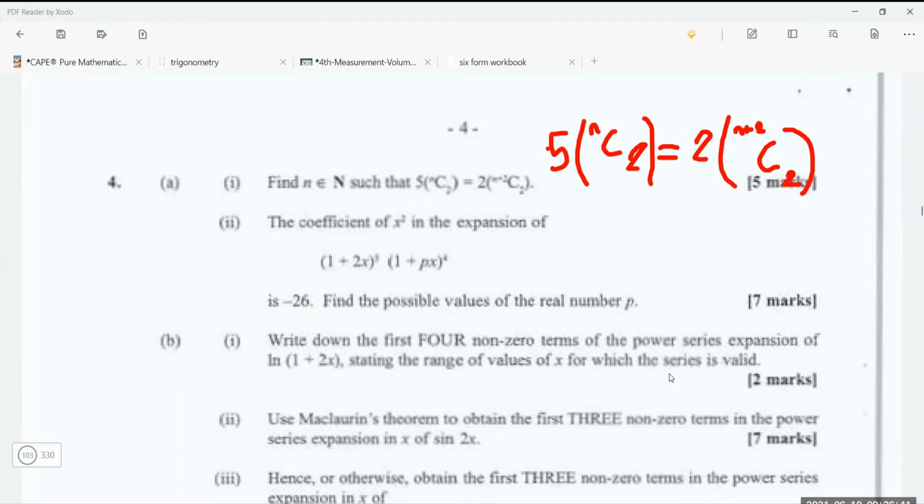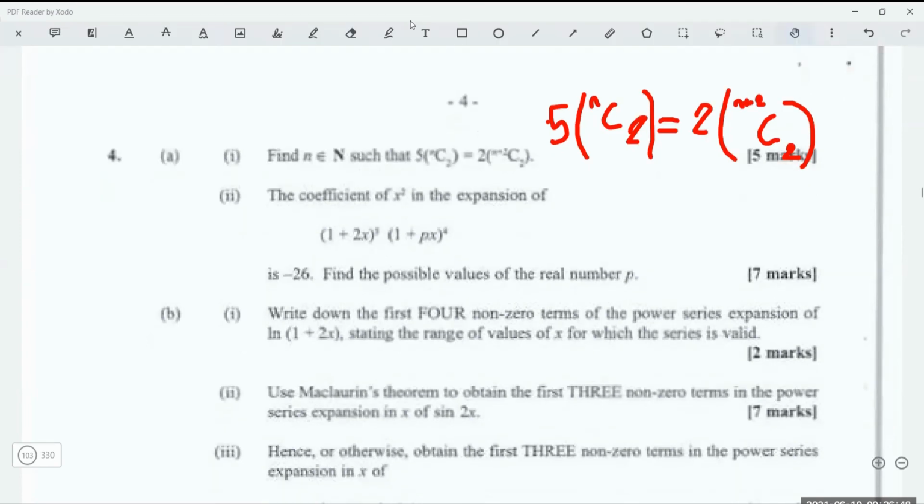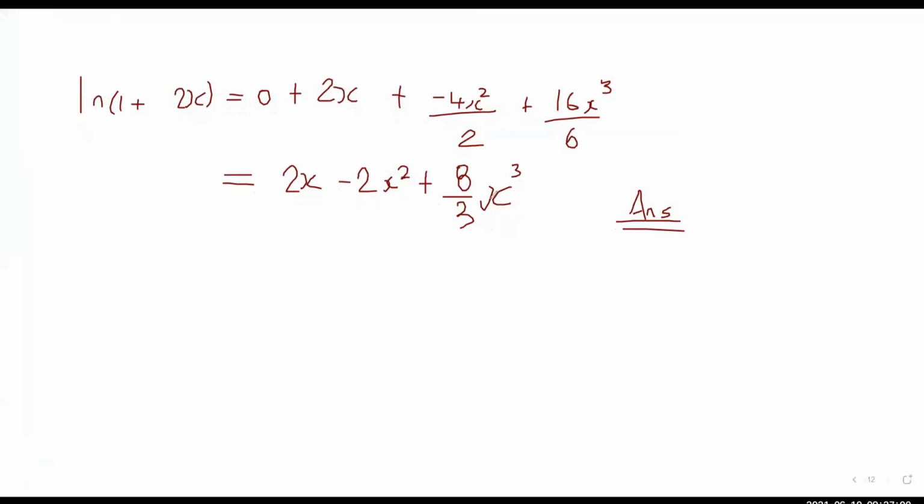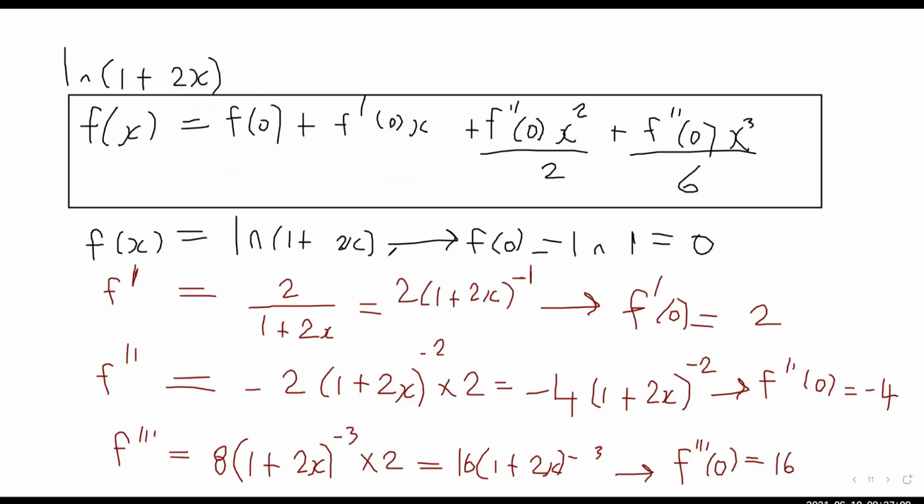Now, I don't know why they only put 2 marks, because that's crazy, right? And we don't even finish. They wanted the first 4 non-zero terms. Looking at our expansion, we only have 3 non-zero terms, so we needed to go one more. We need to find f prime prime prime prime. Let's write it up here.